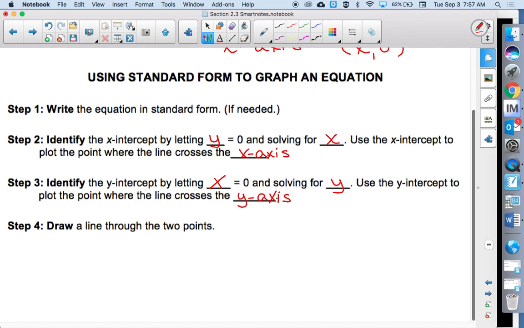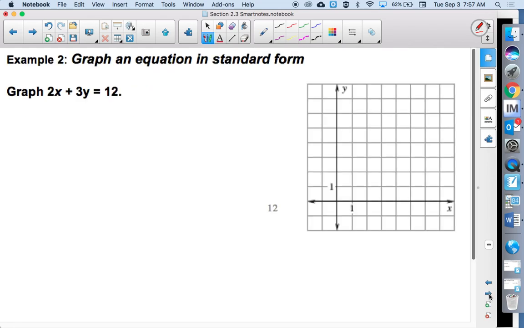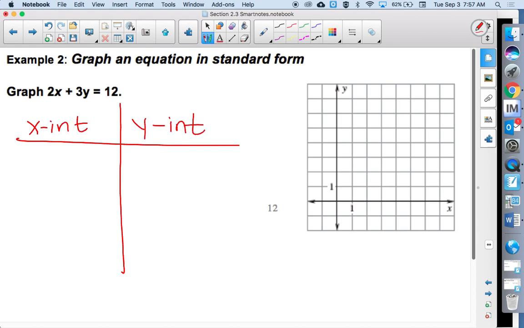So in this case we will have 2 points. We should have one on the x-axis and one on the y-axis. If you look at the equation, this is in standard form. We have 2x plus 3y equals 12. I'm going to make myself a little chart. It's not a T-chart, but just a little chart, one for the x-intercept, the other one for the y-intercept. So I'm going to have these 2 points. An x-intercept is found when we let the y equal 0. A y-intercept is found when we let the x equal 0.